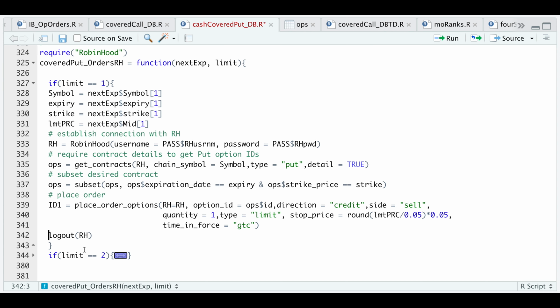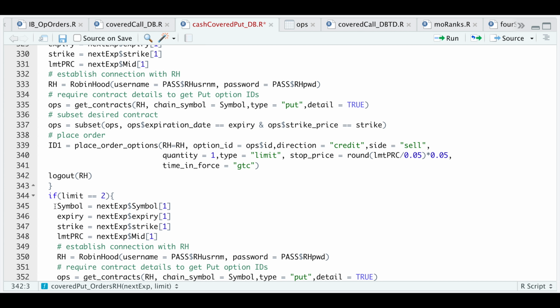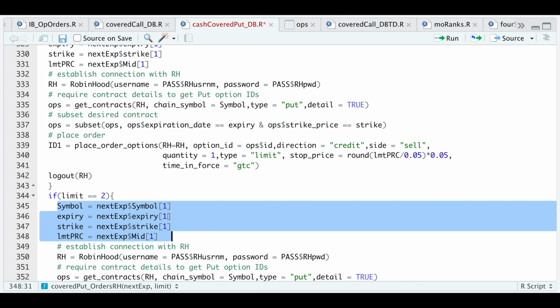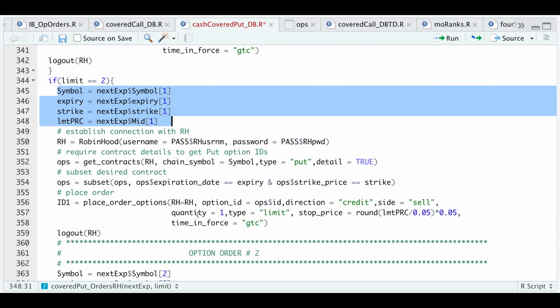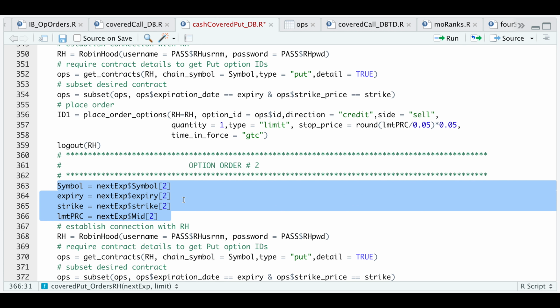The next block is just in case you want to send more than one order, which is just a repeat of this first block. So all that really changes is this block here with the row number. After we place the order and log out, we send the second option order, and this block is the only block that changes to reflect what row we want to execute orders for.